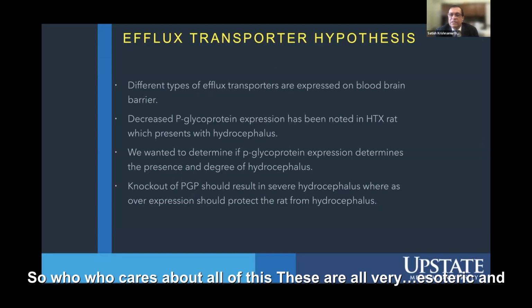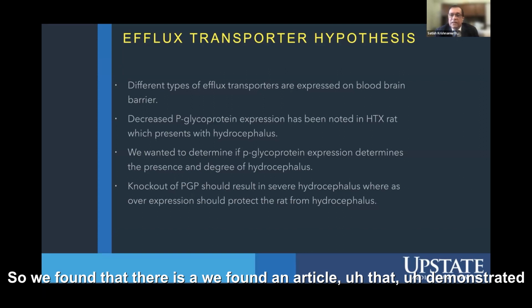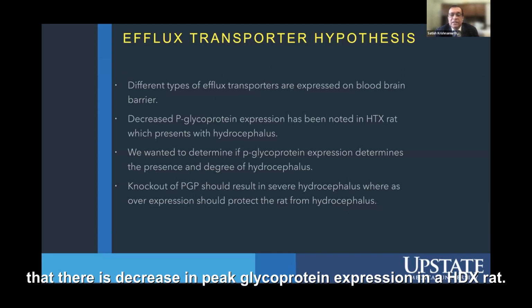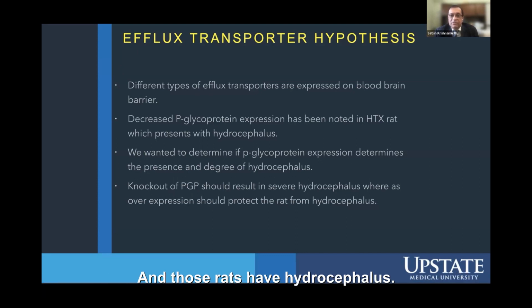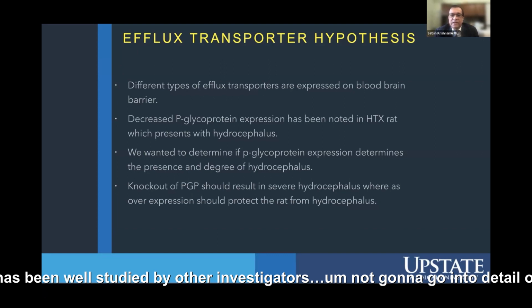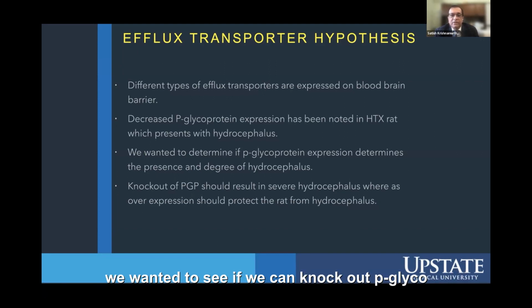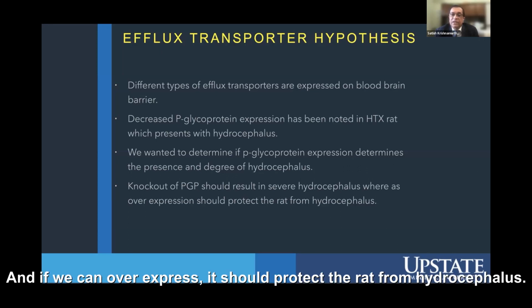So who cares about all of this? These are all very esoteric and meaningless if you cannot use it to have a better form of treatment. So we found an article that demonstrated that there is a decrease in P-glycoprotein expression in the HTX rat, and those rats have hydrocephalus. And this has been well studied by other investigators. Not going to go into detail on that, but we wanted to see if we can knock out P-glycoprotein and get very severe hydrocephalus. And if we can overexpress, it should protect the rat from hydrocephalus.